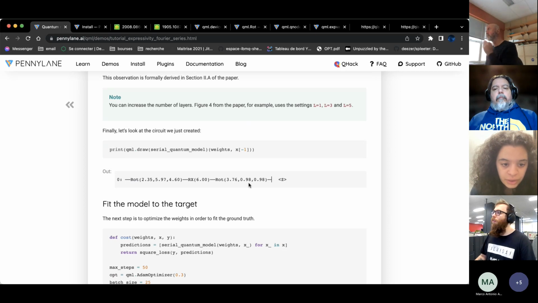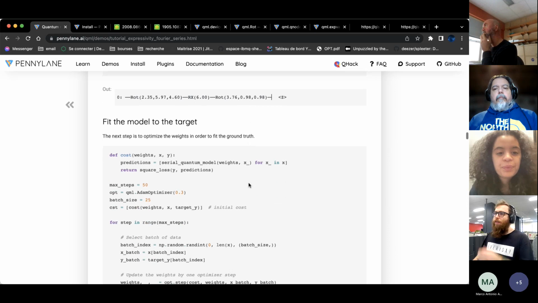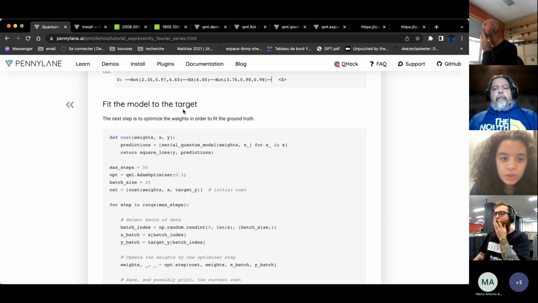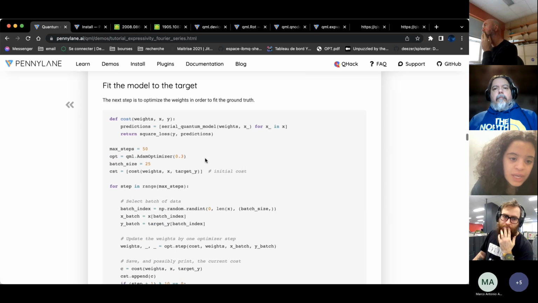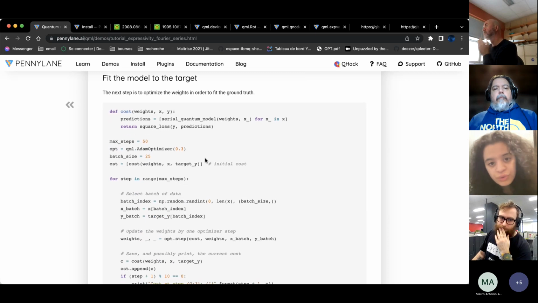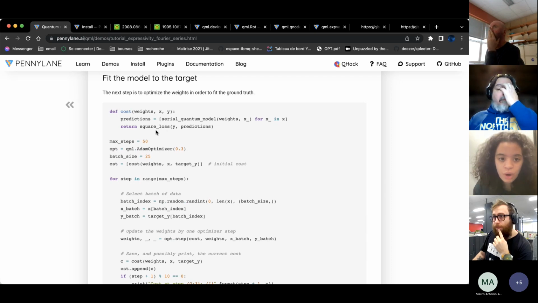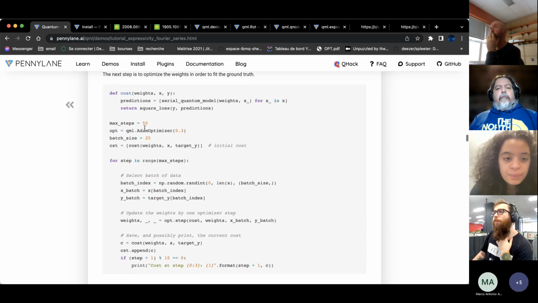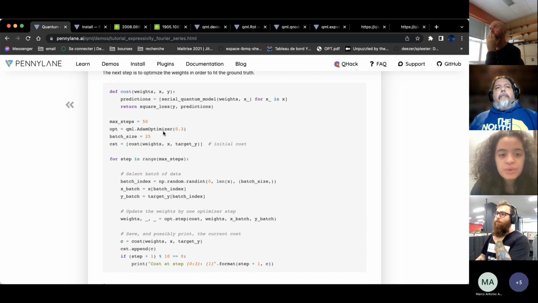All right, let me go back right here because it's easier to read. So now if we want to fit the model to the target, we need to optimize the weights, obviously, in order to fit the ground truth. So here we define a cost function, which uses the square loss that we defined up as a first step. And we use the Adam optimizer. We could have used other optimizers. This is a default one that works well usually.